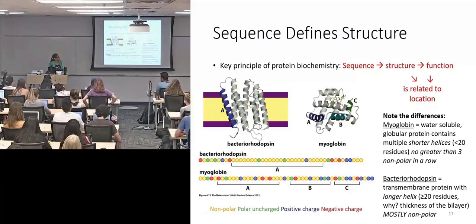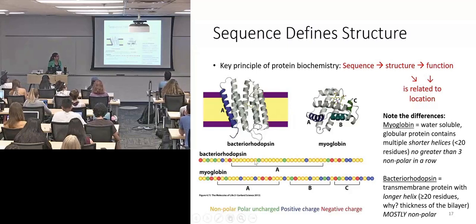Okay? So myoglobin here is an example of our globular protein. So it's water soluble. It has shorter helices. We don't need as long of helices. And we don't really have a lot of nonpolar stuff happening in a row. Whereas bacteriorhodopsin is a transmembrane protein. It does have longer helices, so that's also kind of a clue for us, maybe transmembrane. It needs to get across the thickness of the bilayer, and it's mostly nonpolar. Okay? Or this particular helix here, A, is mostly nonpolar.